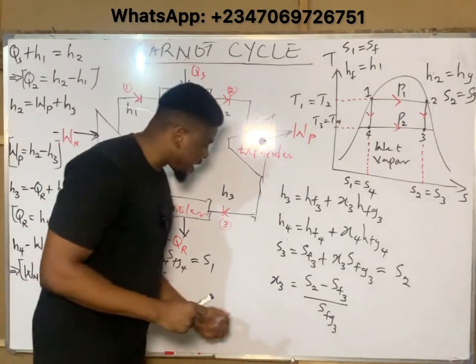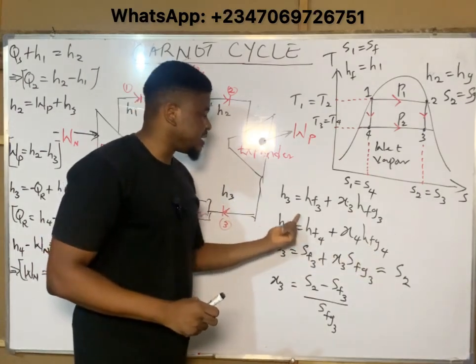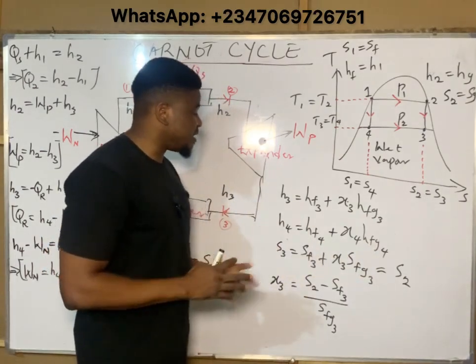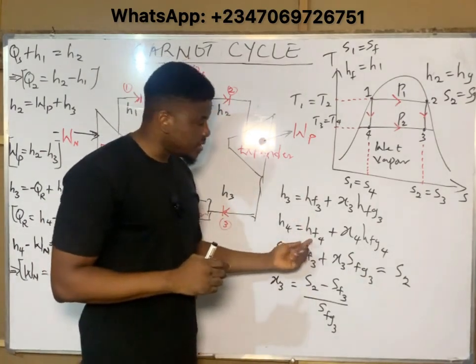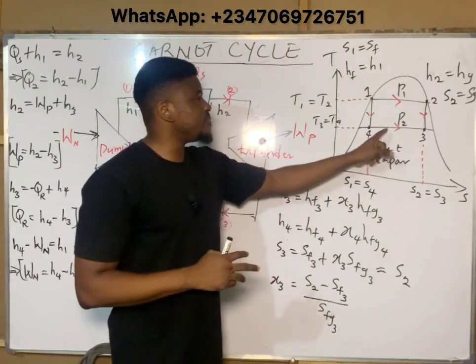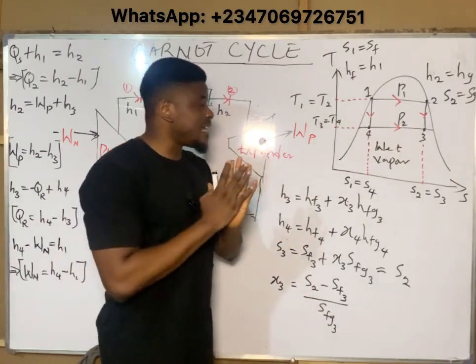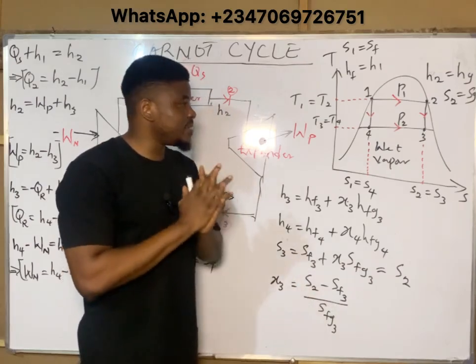Now, once I get this, I will simply plug into this equation for enthalpy, and then I know what my H4 means. The same thing, HF3 is going to be equal to HF4, and HFG3 is going to be equal to HFG4, because they are governed by the same pressure, P2. So the only thing that is playing a significant role now is what? Dryness fraction. That's what is playing a significant role.